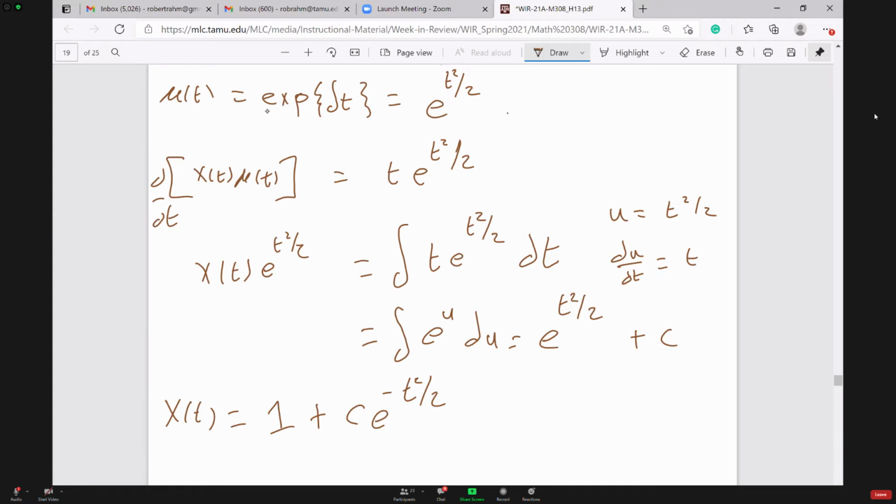And so that is the general solution. And again, if you had an initial condition, you could figure out what C is. Okay, are there any questions on this problem? Let me pause here for just a moment again.